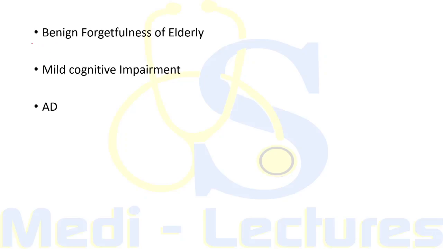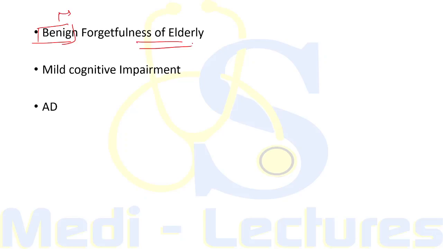Now when we discuss the course of dementia, most commonly the Alzheimer's disease, first of all let's see what is benign forgetfulness of elderly. Now this condition is very common in old age, and it is benign because it is not so progressive or serious that it impairs reasonably successful and productive daily functioning.